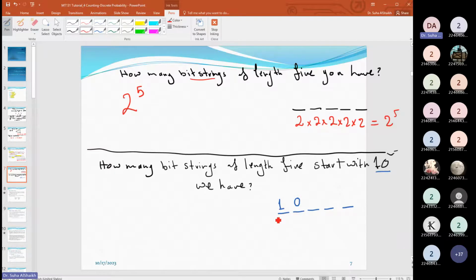The options are in the third, fourth and fifth. So how many options do we have? 2. How many options? 2. How many options for this? 2. So overall this is 2 to the power 3. Instead of 2 to the power 5, it will be 2 to the power 3 in this case, because the first and second places are already reserved. You got it?